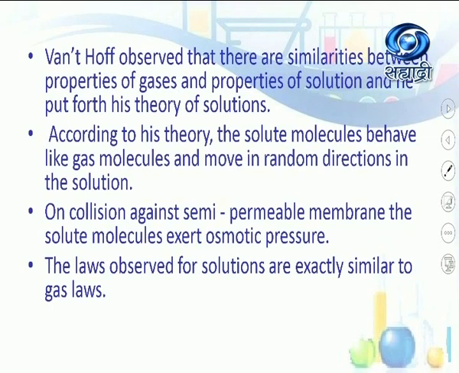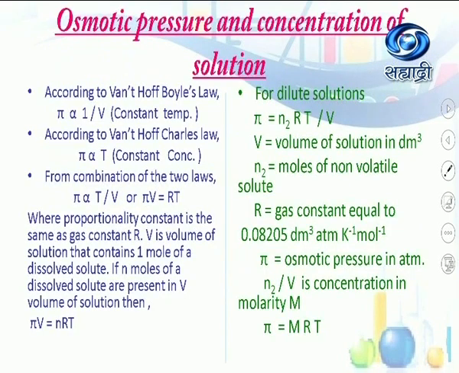Last year, you have studied the different gas laws such as Boyle's law, Charles' law, Avogadro's law, Gay-Lussac's law, etc. Osmotic pressure and the concentration of solution. Now, for dilute solution, pi is equal to N2RT upon V. Now, this relation is given in your book. But how is this relation obtained?